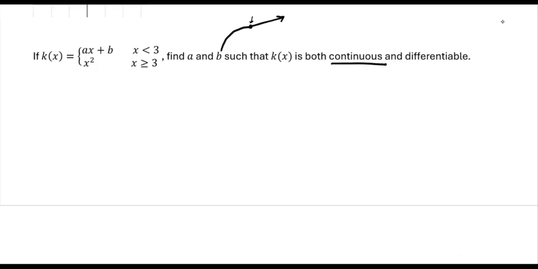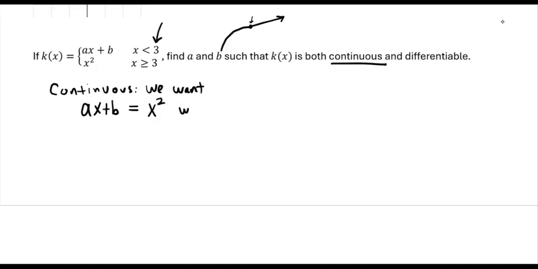To be continuous, we want the left and the right to be the same. So maybe put that in the notes here. All right, continuous. We want ax plus b to be equal to, that's the left-hand side, x squared. When? At the transition point, when x is 3. Oh, well, let's just go ahead and plug that in.